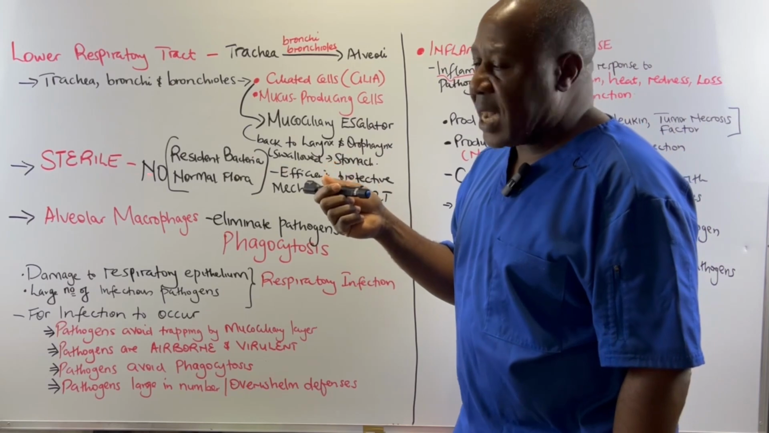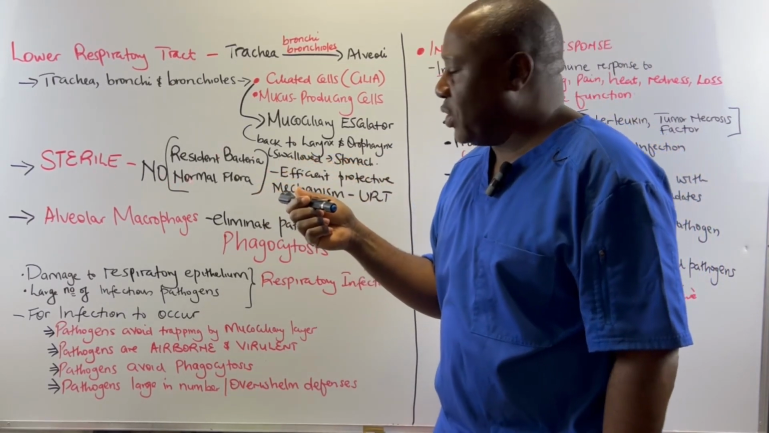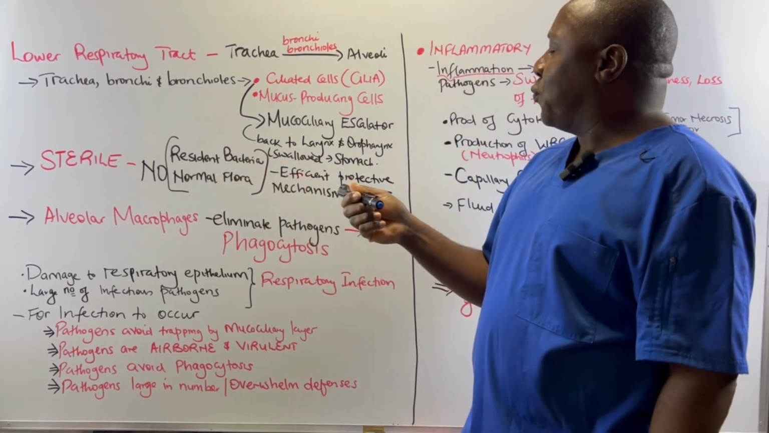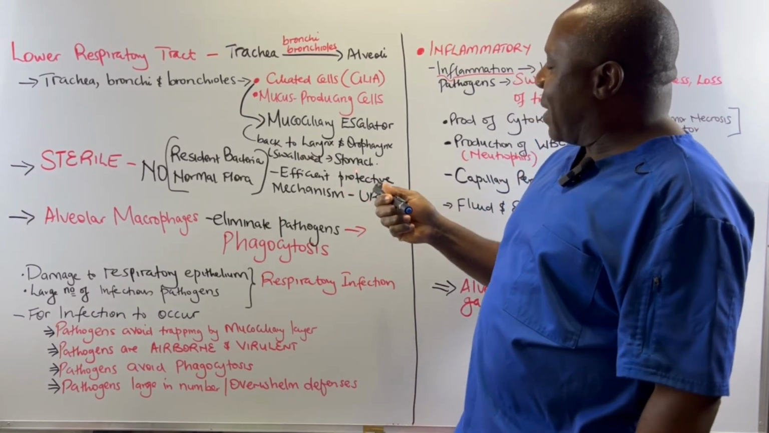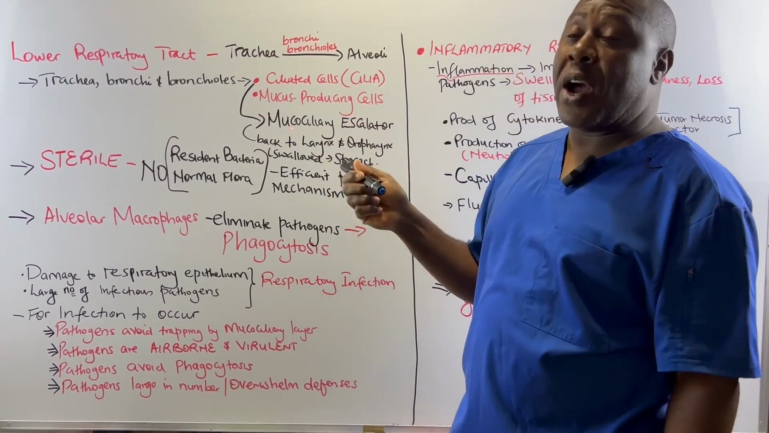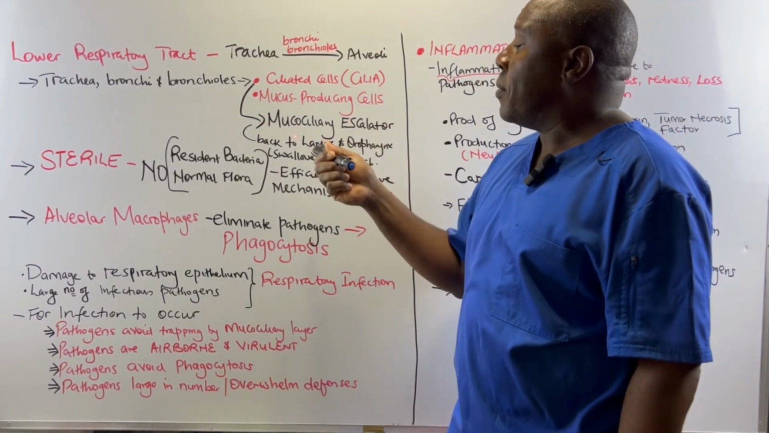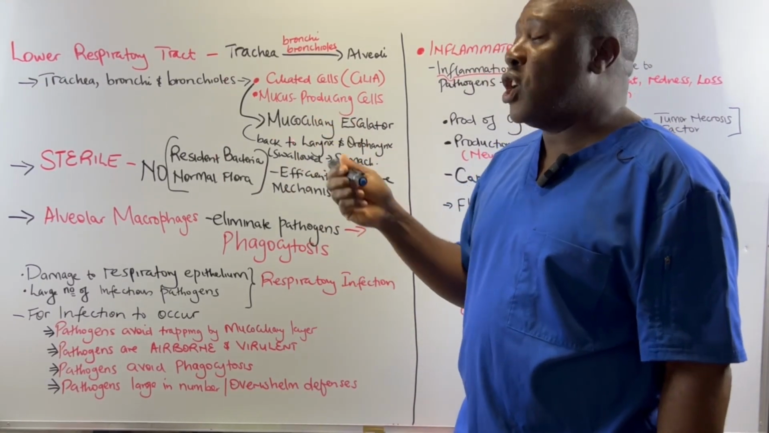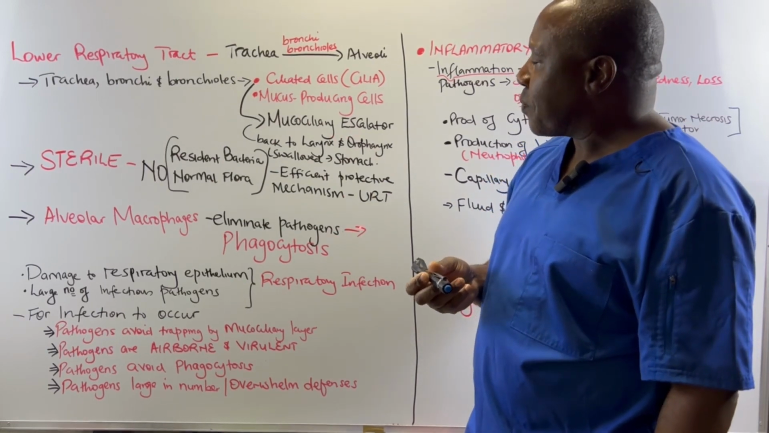We can only have no pathogens in the lower respiratory tract if we have an efficient protective mechanism provided by the upper respiratory tract. But if the upper respiratory tract mechanism is not efficient enough to trap these particles, then we are going to have pathogens moving into the lower respiratory tract and causing an infection.